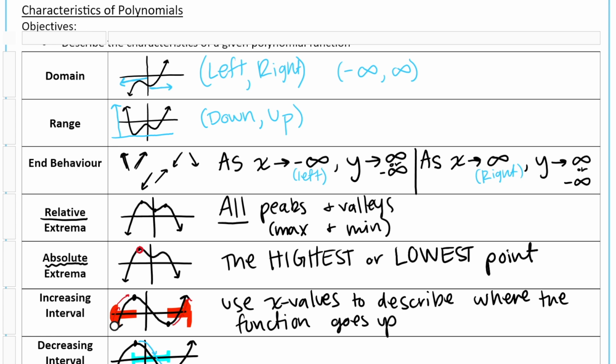Similarly, the decreasing interval is talking about if you were to take your pen or pencil and trace the graph, is your pen going up or is it going down? In this graph, it's going down in one section. Once again, it's going to use x values to describe where our function goes down.